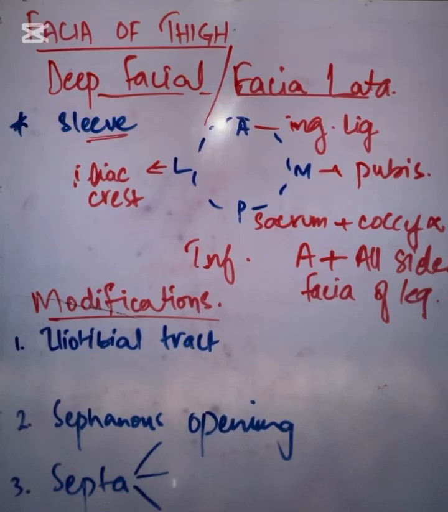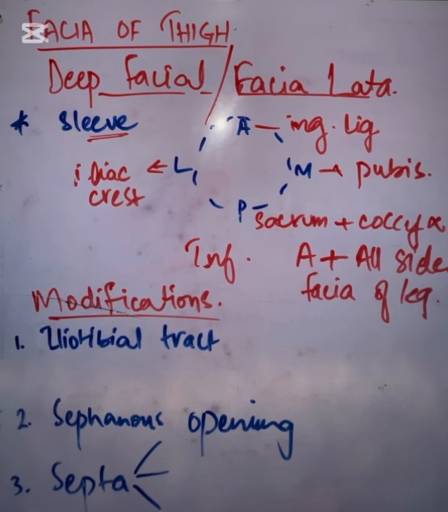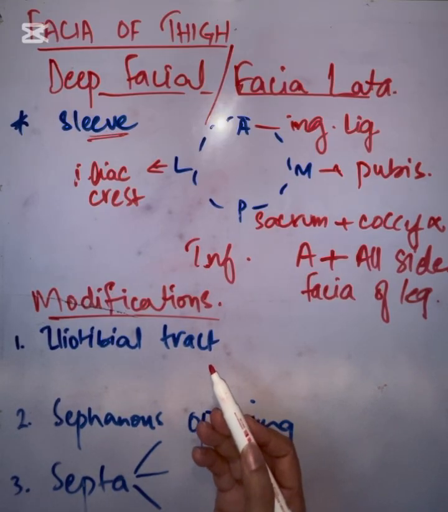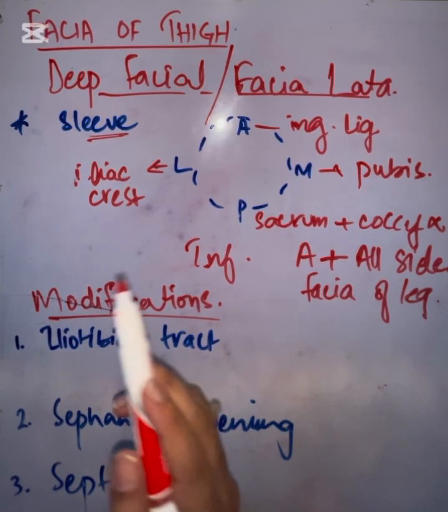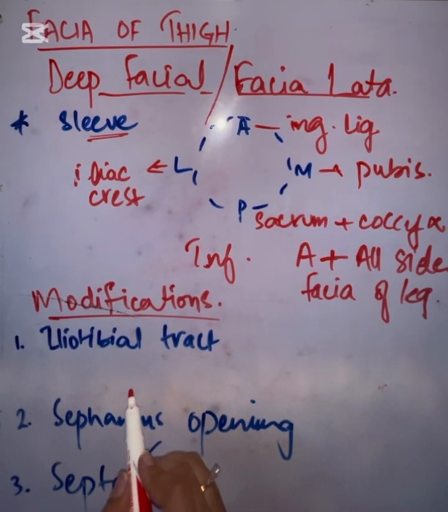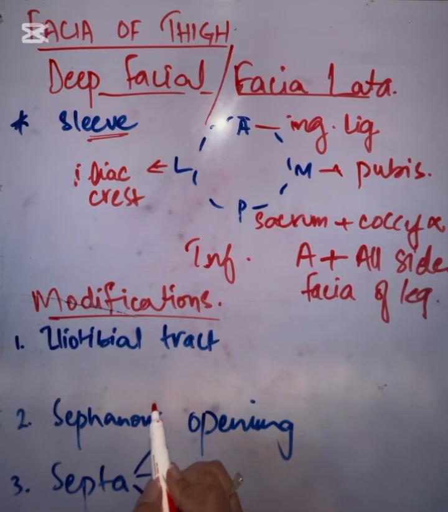Now there are a few modifications of the deep fascia of thigh. We are going to discuss these one by one. First is the iliotibial tract. So what is the iliotibial tract? The fascia lata is thickened on the lateral side, and that thickening is called a band.